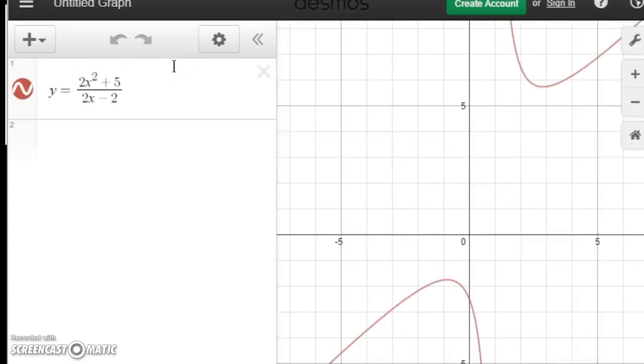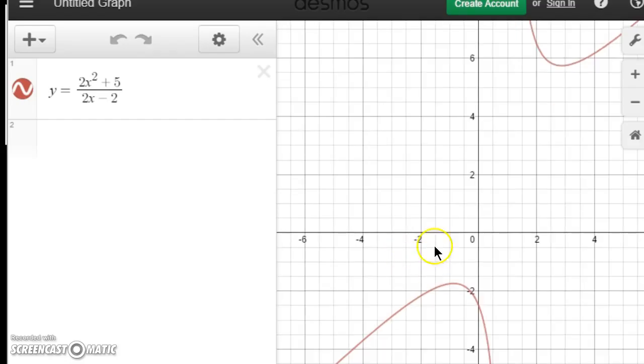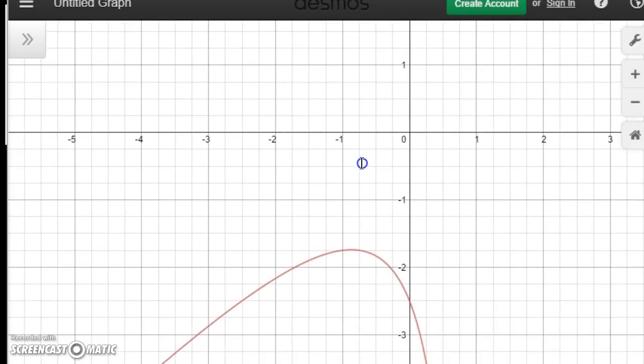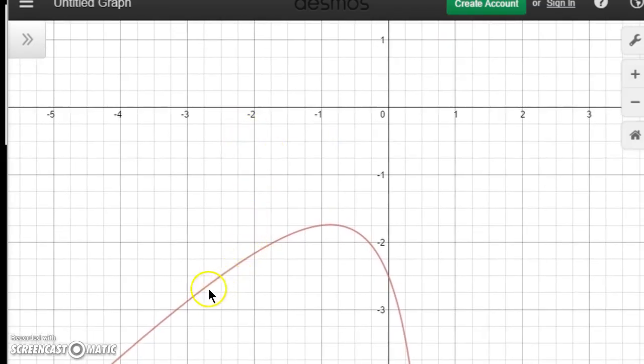Let's see what happened here. Negative 2 is here. You might have to play around with the zoom a little bit. If I'm coming from the left, as I get close to negative 2, my y seems to go close to negative 2.167. But I don't think that is exactly negative 2.167. It is more like rounded.